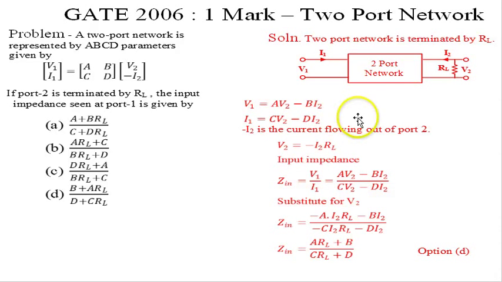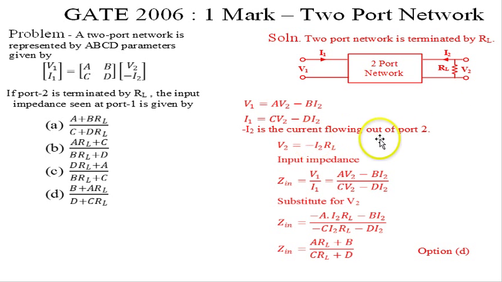So it has a very important property of cascading. Two networks can be easily cascaded. This is the governing equation for the ABCD parameters, and here we notice that -I2 is the current flowing out of port 2. For most of the parameters we have considered, the current enters the port, but in ABCD parameters we take the current coming out of the port, so that this current also enters the next cascaded network. That's why it's taken the other way.